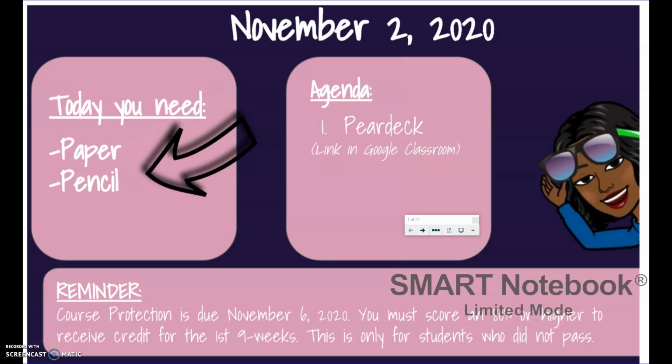All right, so today we are going to be learning how to solve equations with variables on both sides. So you need to make sure you have a paper and pencil. Our assignment will be on Pear Deck as well as your notes.